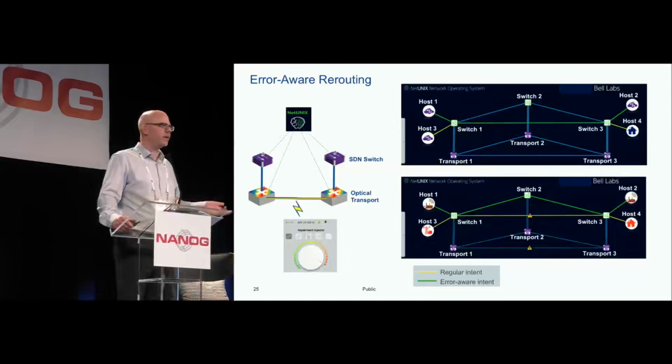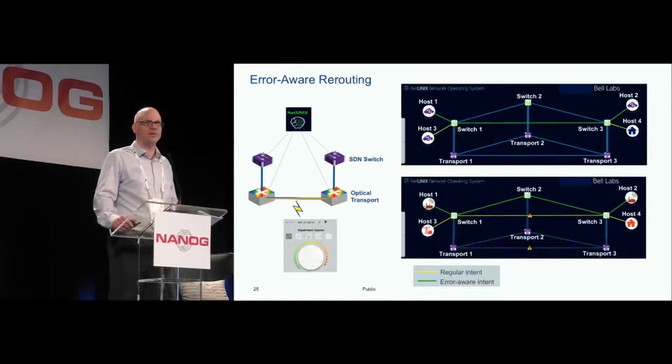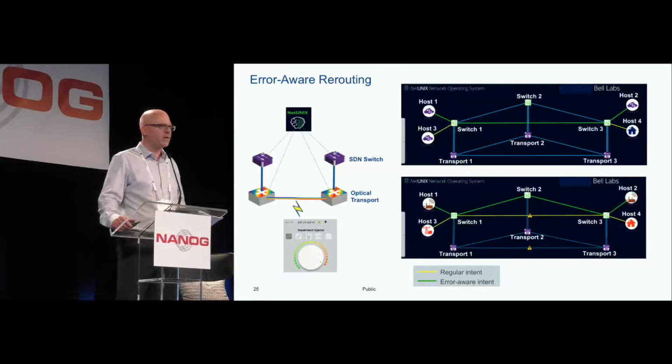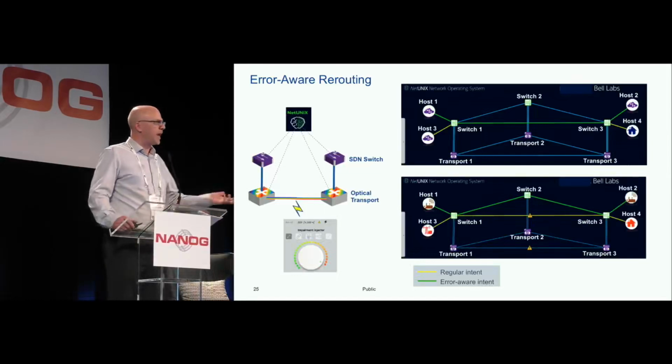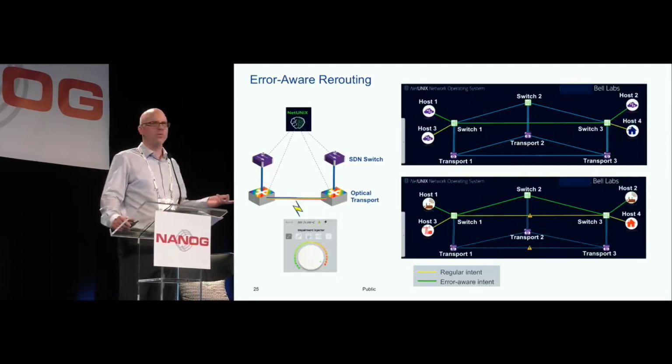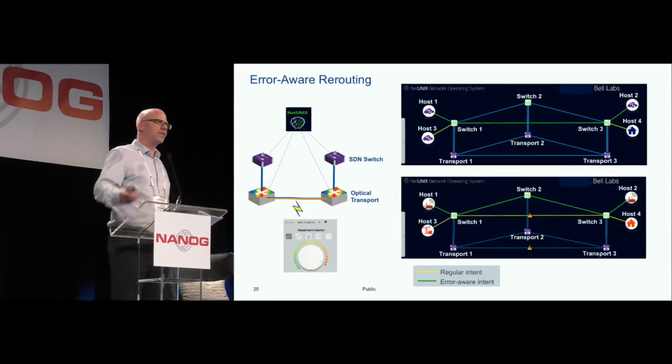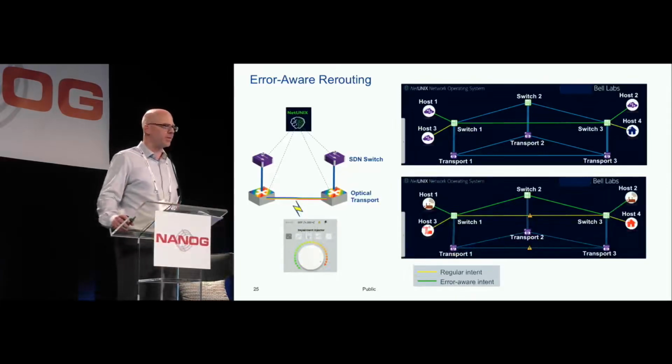With the regular intent, it won't respond to any error condition or any condition on the optical layer unless the link fails. In the case of the error-aware intent, we can program it so that if you have a high error condition, you could do pre-FEC or post-FEC condition on the optical layer, then you can take some action on the packet layer. And that's what's shown down below.